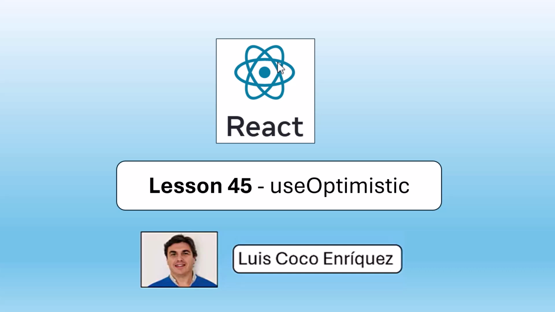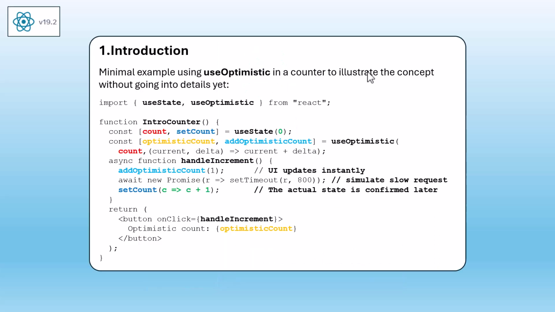Lesson 45 useOptimistic. 1. Introduction. Good morning everyone. Today we'll explore a powerful concept in React that enables a smoother and more responsive user experience, optimistic UI updates. We will focus on the hook known as useOptimistic. By the end of this session you will understand what it does, when and why you'd use it, and how it changes the feel of your applications.